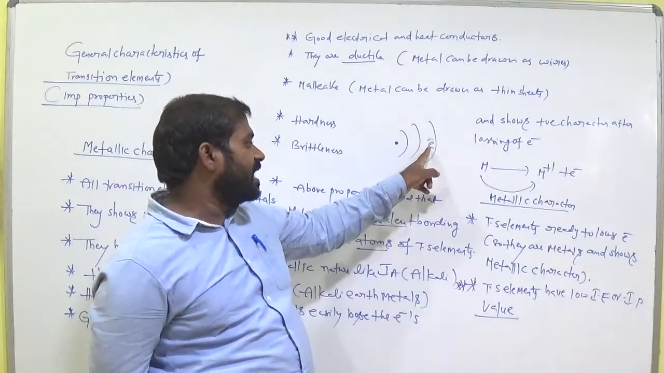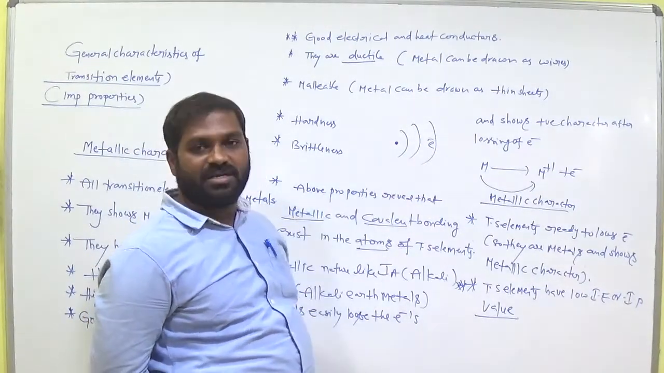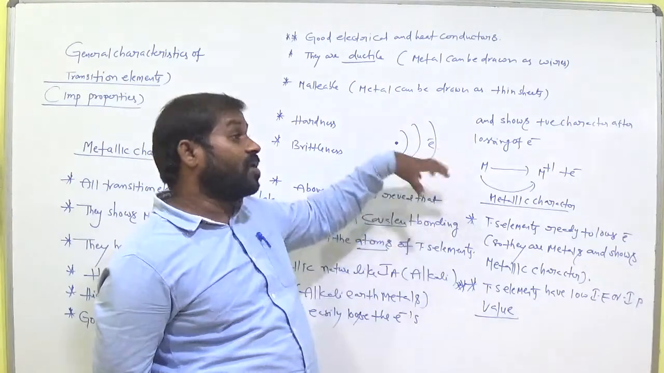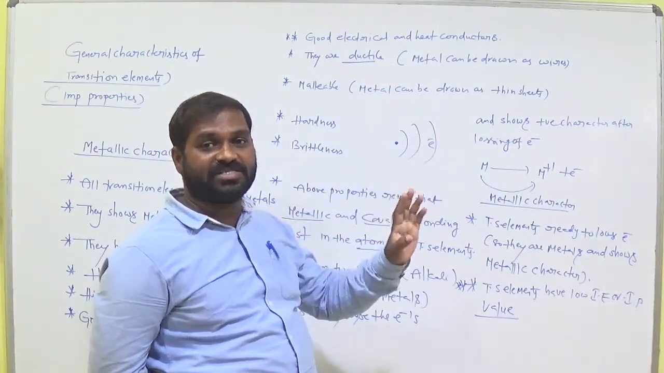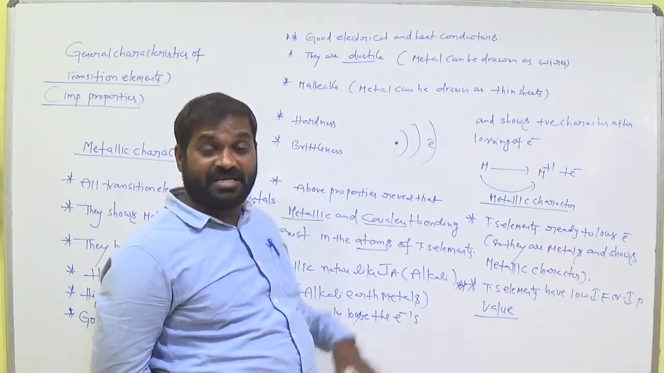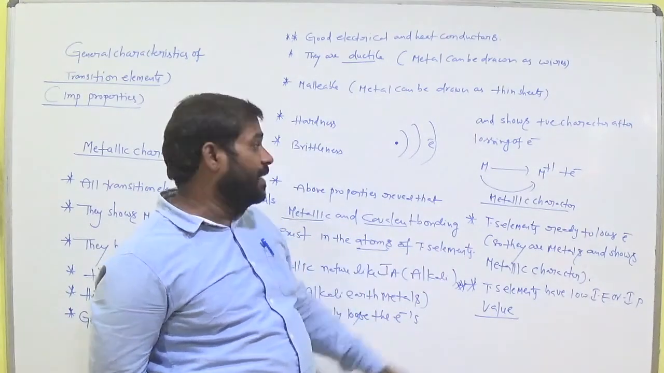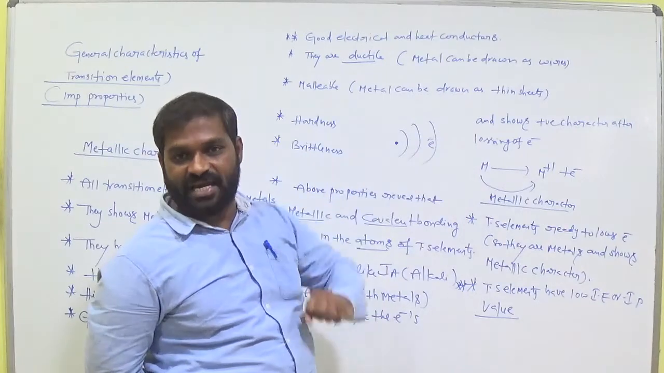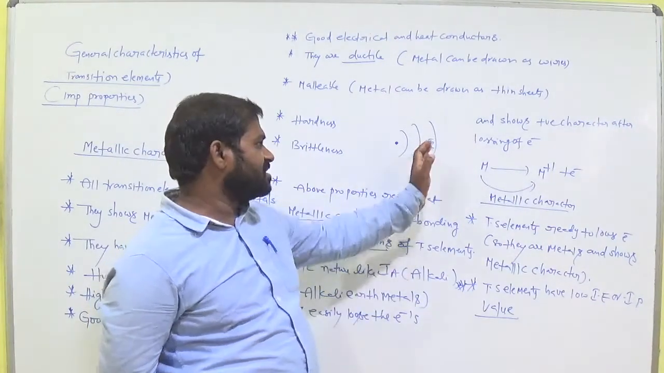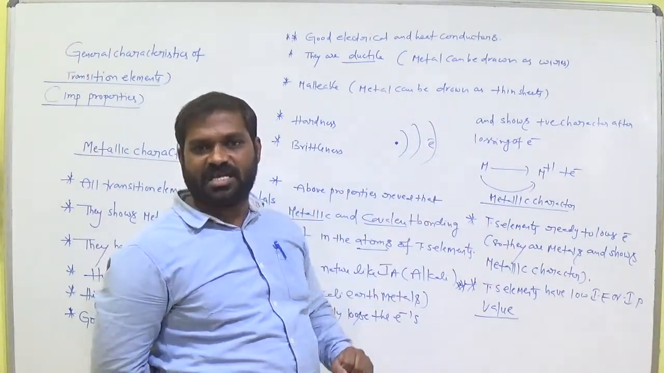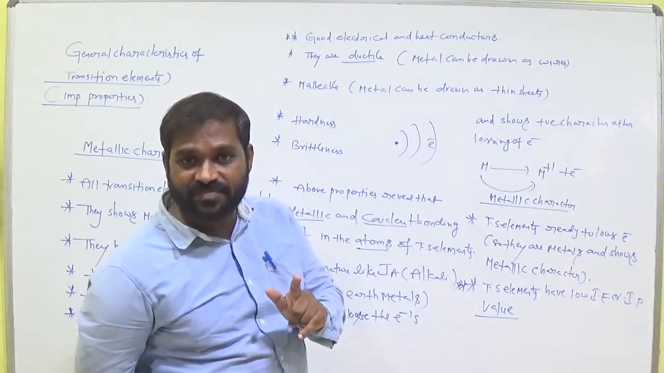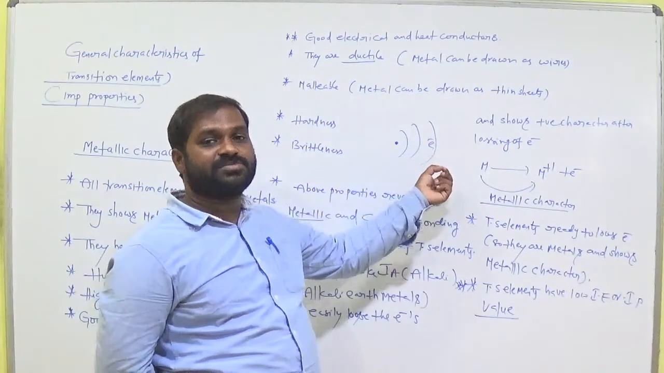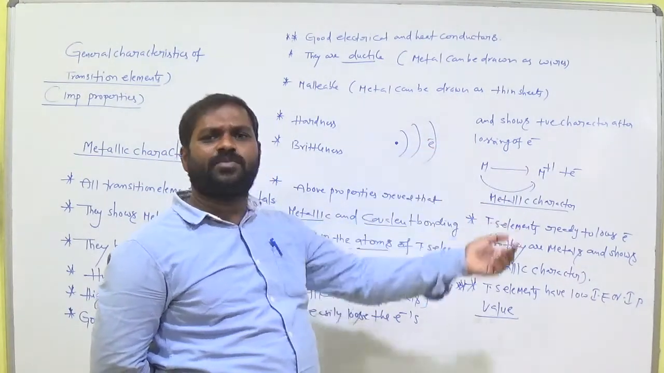Suppose this electron is very close to the nucleus, we have to use more energy to remove it. That means ionization energy values are very high. But what is the character of metal? Metals easily lose their electrons. Am I right? That means ionization energy values are very low. Is it clear, students? If you use a small quantity of energy, you can easily remove the electron.